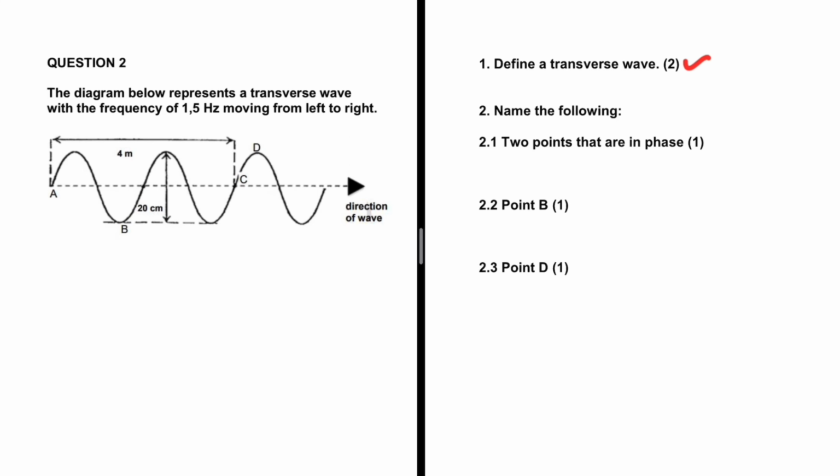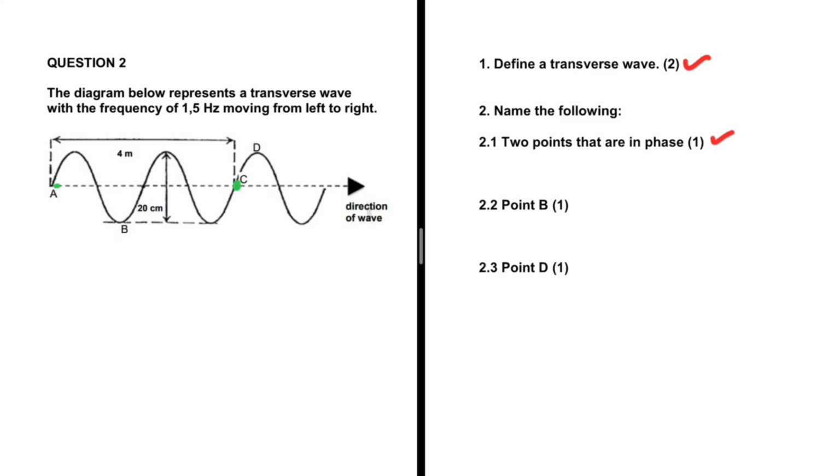Name 2 points that are in phase. Again, by definition, if 2 points are in phase, they have a whole number of wavelengths in between them. If there's one wavelength between the 2 points, in phase, 2 in phase, 3 in phase, 100 in phase, as long as it's a whole number of wavelengths in between the 2 points. So let's go ahead and take a look at our sketch. Between A and B, do we have a whole number of wavelengths? No, we don't. Between A and C, do we have a whole number of wavelengths?